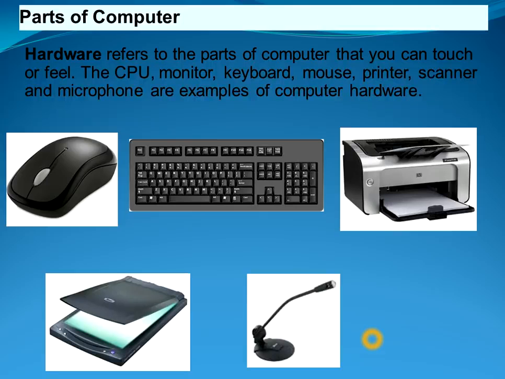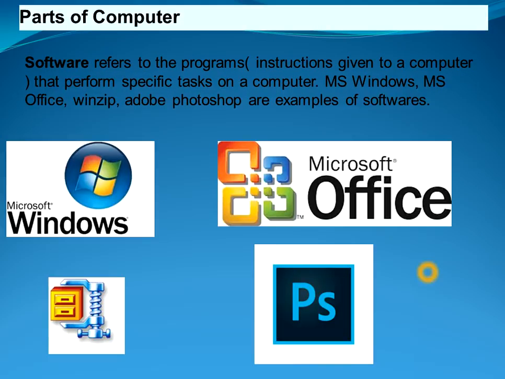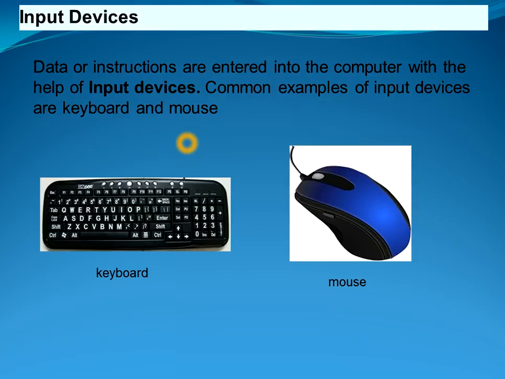Parts of a computer. Mainly there are two parts of a computer, hardware and software. Hardware refers to the parts of a computer that you can touch or feel. The CPU, monitor, keyboard, mouse, printer, scanner and microphones are examples of computer hardware. Software refers to the programs or instructions given to a computer that perform a specific task. Microsoft Windows, Office, WinZip, Adobe Photoshop, all these are examples of software.